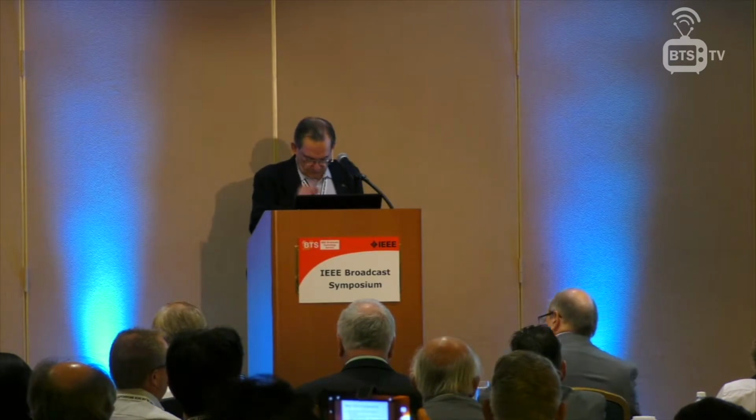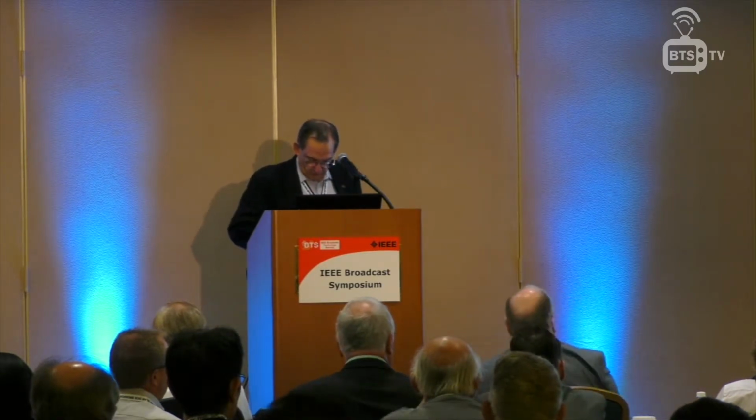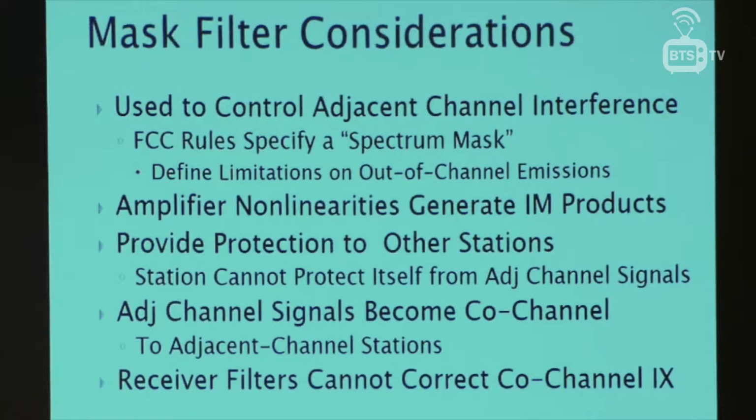But why was that necessary? That experience, and having to put a transmitter in there with an eight-pole filter, is kind of what led to what you're about to see. So at the very basic level, mask filters are used to control adjacent channel interference. The FCC rules, of course, specify a spectrum mask that defines limitations on out-of-channel emissions. And those emissions come from amplifier nonlinearities that generate intermodulation products.